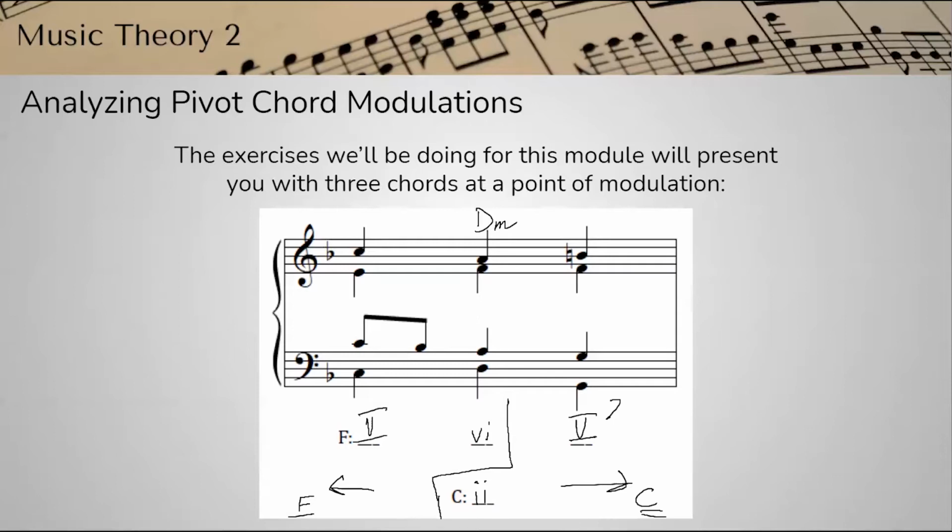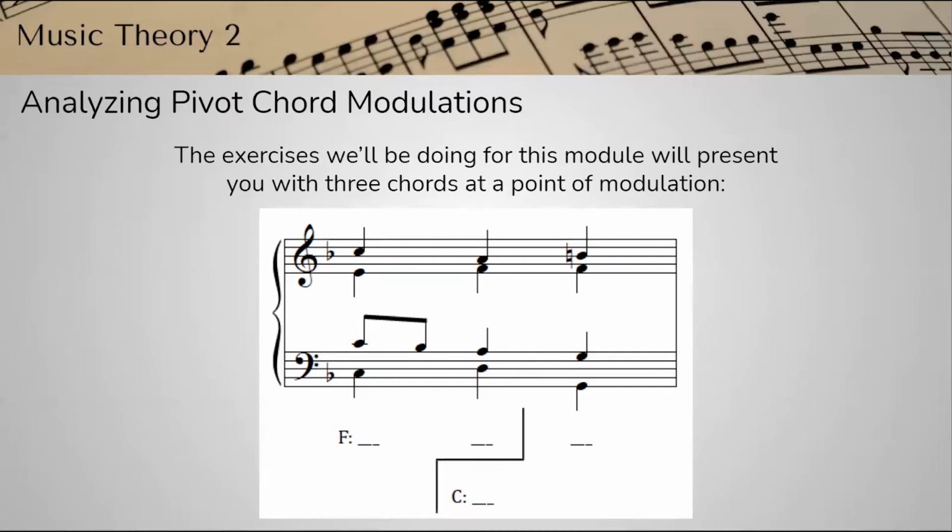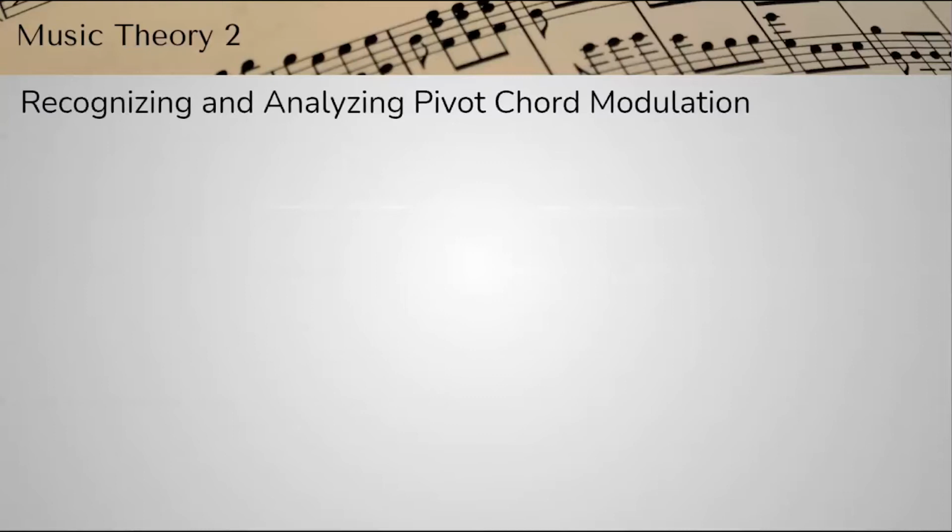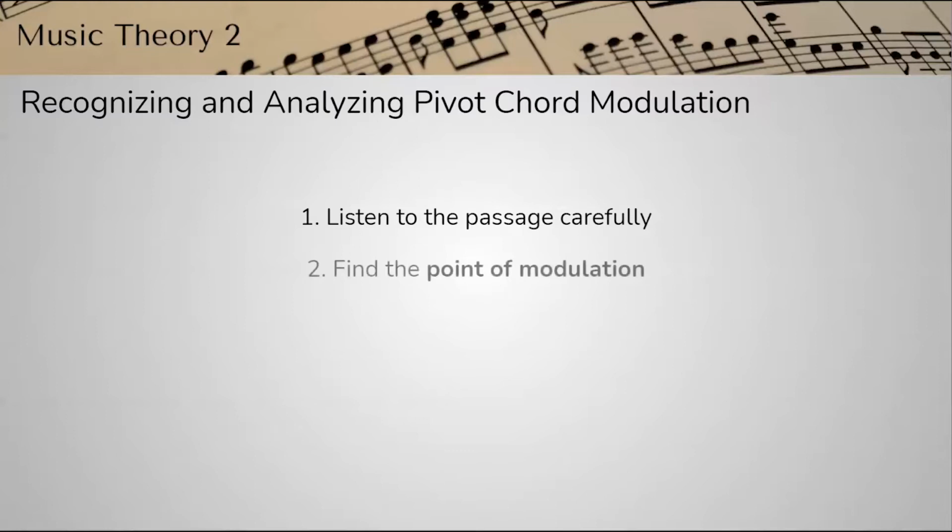And those examples are great, but they're not what happens in a real piece of music. So in a real piece of music, we have to learn how to recognize and analyze a pivot chord modulation. So the first thing you always want to do, since music theory is about music, and music is something that you hear, the first thing you want to do when trying to find one and analyze a modulation is to listen to the music. Okay, listen to the passage carefully and see if you can figure out where it sounds like we land on a new 1 chord, a new tonic that is not the original tonic.